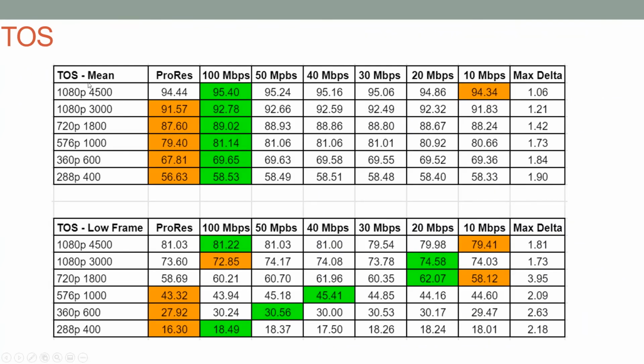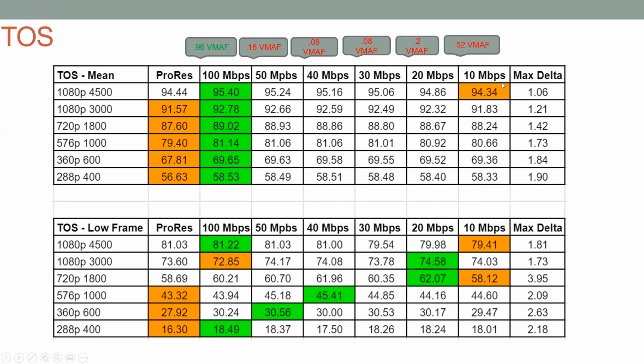And here are the results. These are the mean scores, and these are the low frame scores. And what we see is that 100 megabits per second delivers the best quality in all cases in terms of mean, but the delta is pretty small, and most of that delta is between ProRes and the 100 megabit file, not these, except in the top rung ladder case. Here we see an improvement of around 0.96 VMAF between ProRes and 100 megabits per second, and then it goes down very slightly through here where you're starting to see, I wouldn't call 0.52 significant, but it is much higher than the differences that we see here.